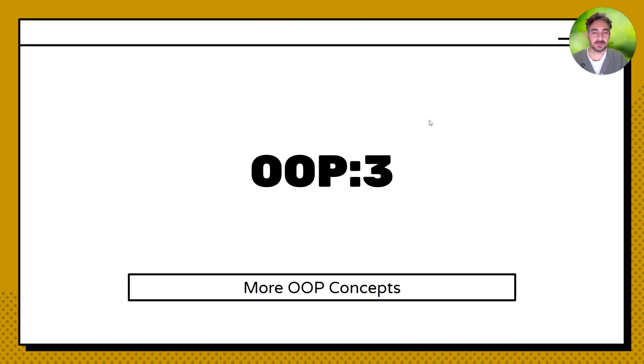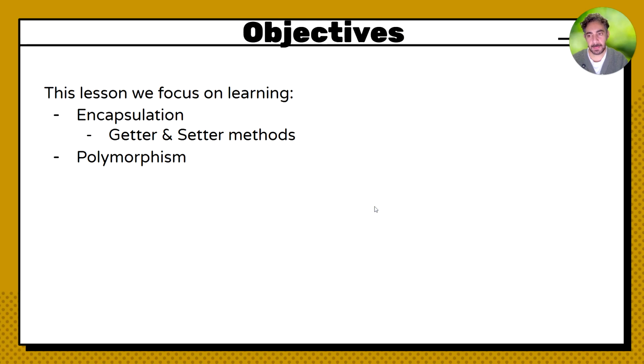Hey guys, welcome back. Today we want to look at the last concepts of object-oriented programming. Specifically, we want to look at encapsulation and how encapsulation helps to make attributes private, which then means we need to use getter and setter methods. And the last thing we'll look at is polymorphism.